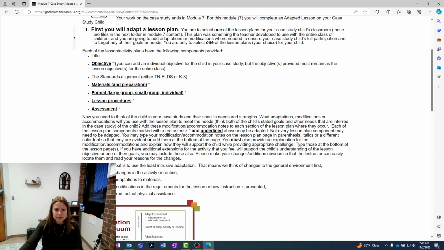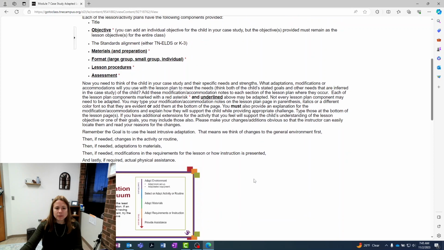So you'll have your objective, and you'll have the standards alignment, so you have to either use the Tennessee ELDS or the K-3 standards. You choose which one it'll be. Then you'll have the materials and preparation, the format, large group, small group, or individual, the lesson procedures, and then the assessment, right? So remember, when you're doing this, the goal is to make the least intrusive adaptation.